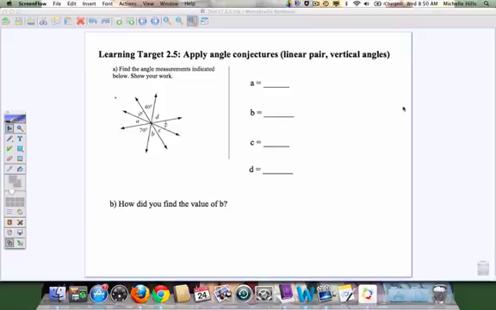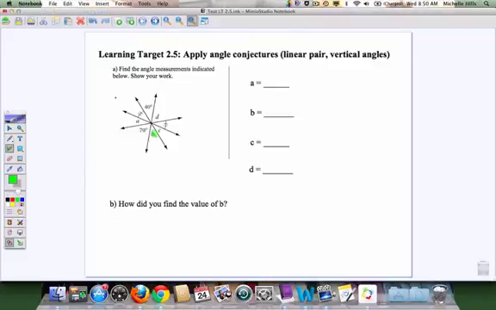So Learning Target 2.5 is all about linear pairs, vertical angles, and being able to find angle measures from the information you're given. So for angle A, I don't know anything directly about A, so I may actually start somewhere else. I'm going to start with one I know already. I know the measure of angle B is 40 degrees because it's a vertical pair with this 40-degree angle.